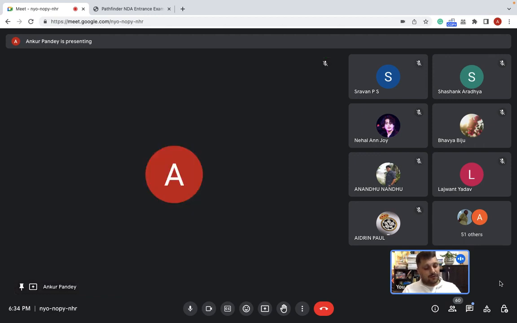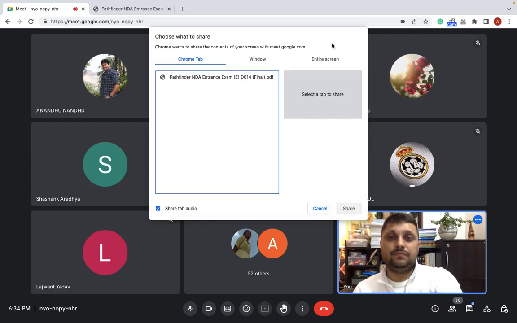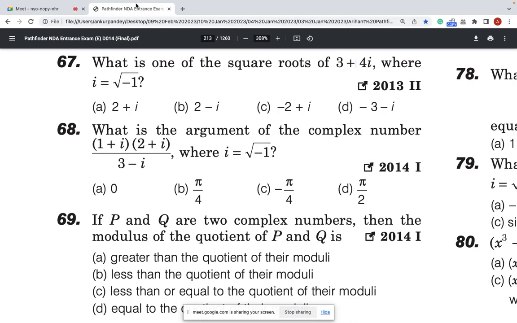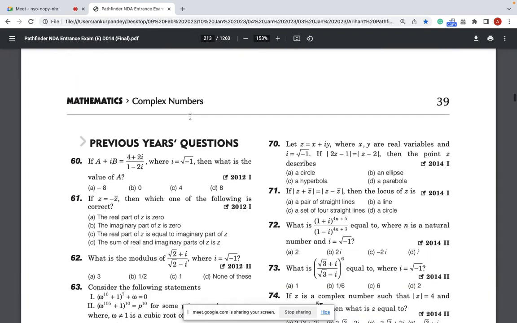What to do? Stop sharing. Start sharing here. I am able to see my screen. Are you guys able to see the screen? Yes, sir.